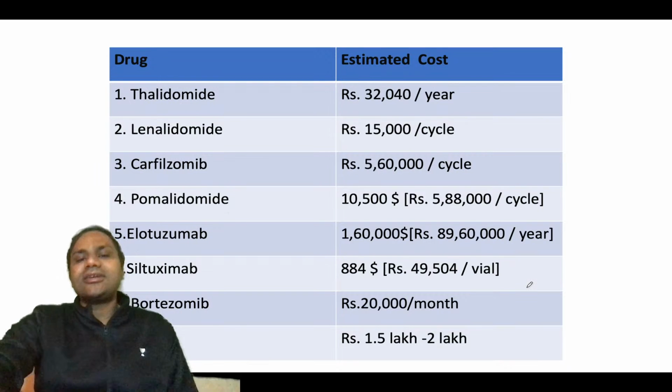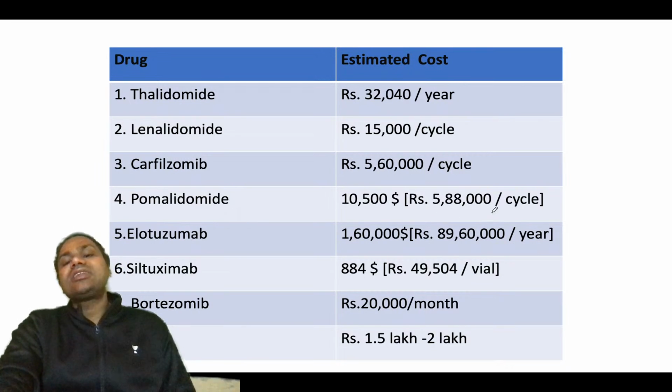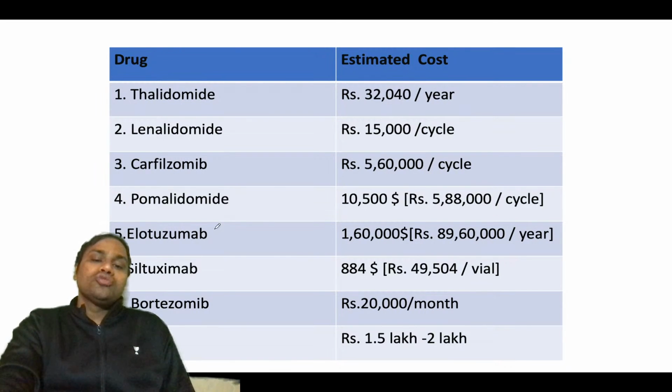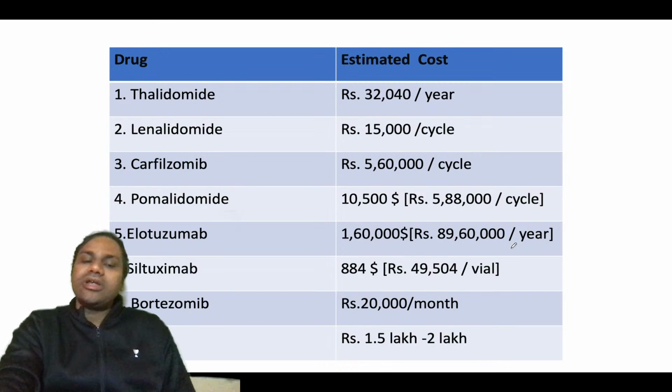So this is for the fun factor. Remember, thalidomide costs around 32,040 rupees per year. Lenalidomide costs around 15,000 per cycle. And remember this, the newer drug carfilzomib costs around 5,60,000. Pomalidomide, an immunomodulator, costs around $10,500, that is 5,88,000 per cycle. Elotuzumab costs about $1,60,000, that is around 89,60,000 per year.